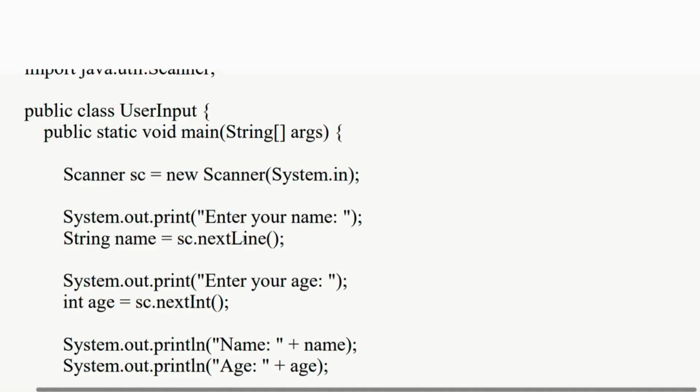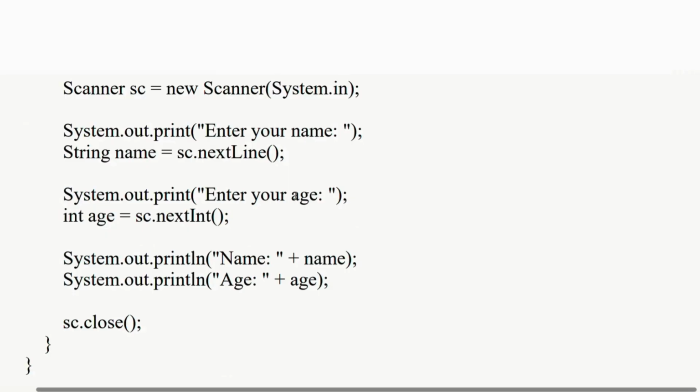sc dot nextLine. If I want to take age as input, then I will use the data type int: int age equal to sc dot nextInt. So why nextInt? For integer it will be nextInt, for byte it will be nextByte, for string it will be nextLine or next, for short nextShort, for double nextDouble.